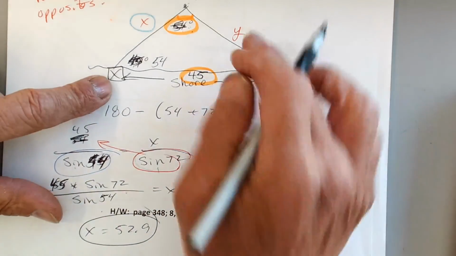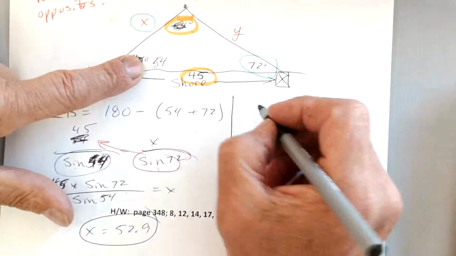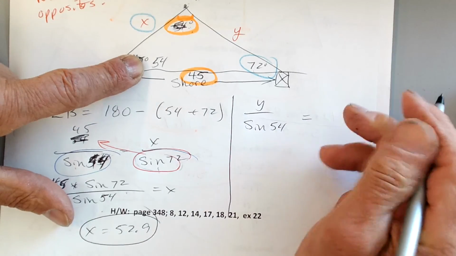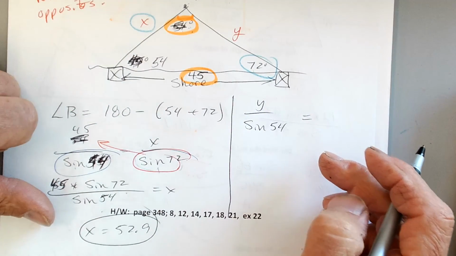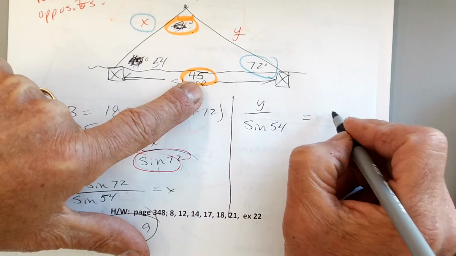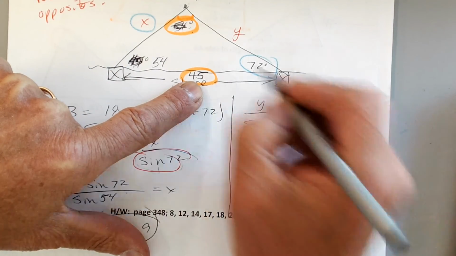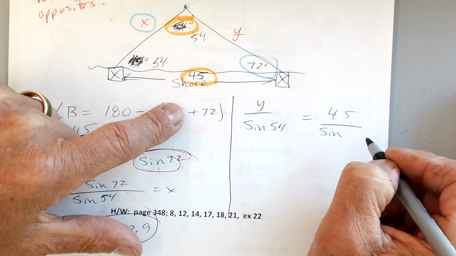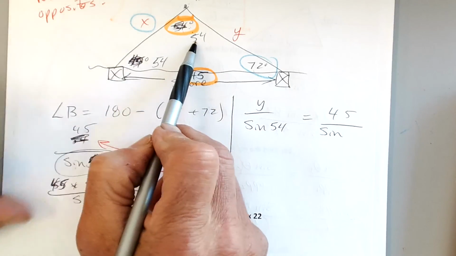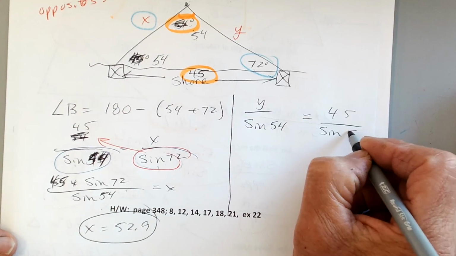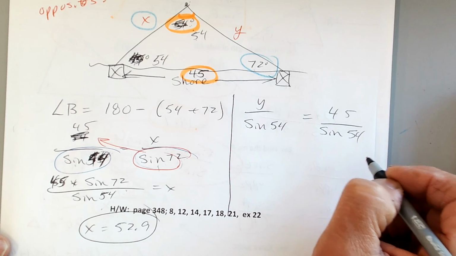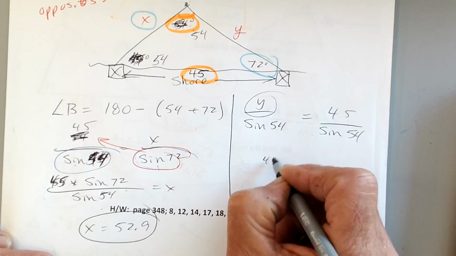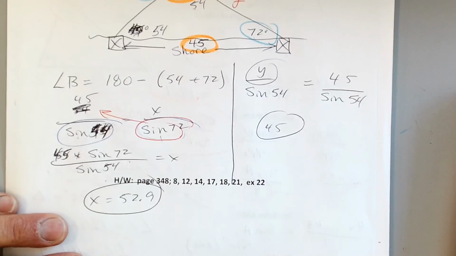Then to find Y, well, the same thing. We'll go Y over the sine of 54 equals opposites, right? So then we'll go 45 over the sine of 54. Well, Y's got to be 45 then. It's an isosceles triangle. It has to be 45, because isosceles triangle. Okay, that's what I have.